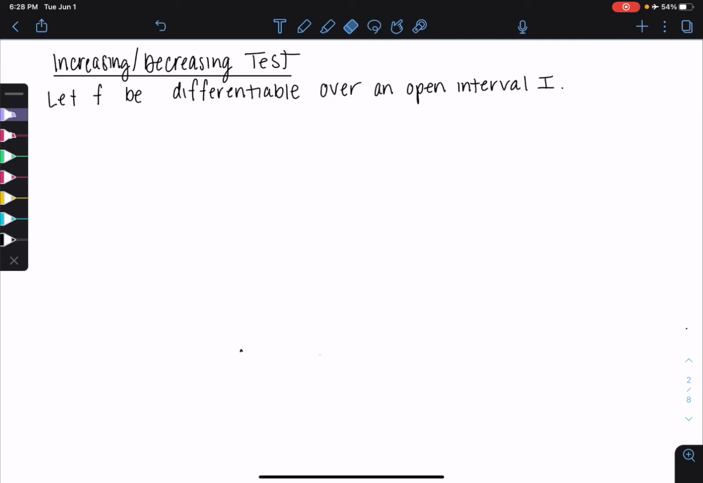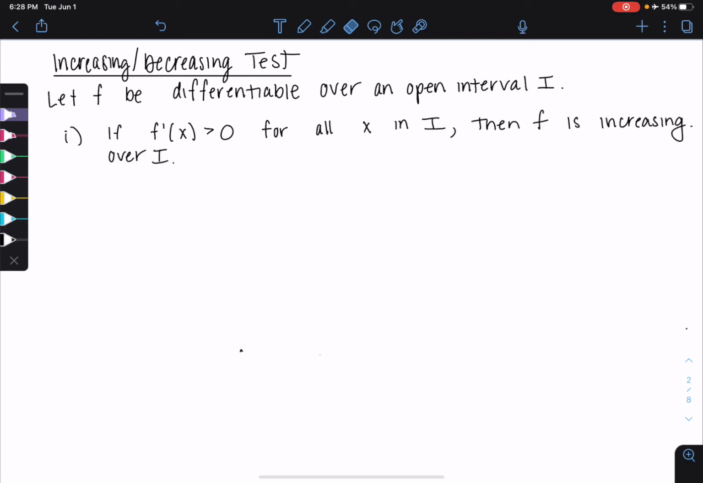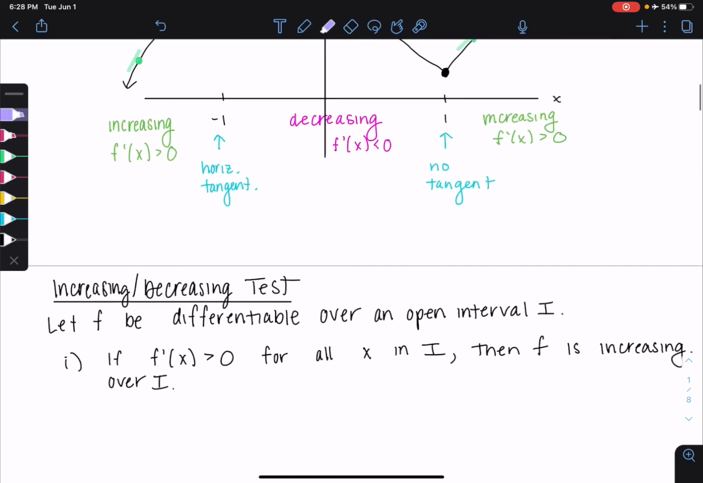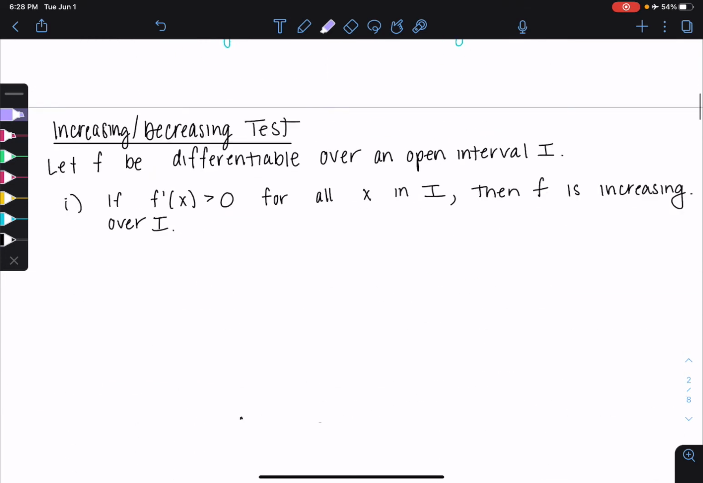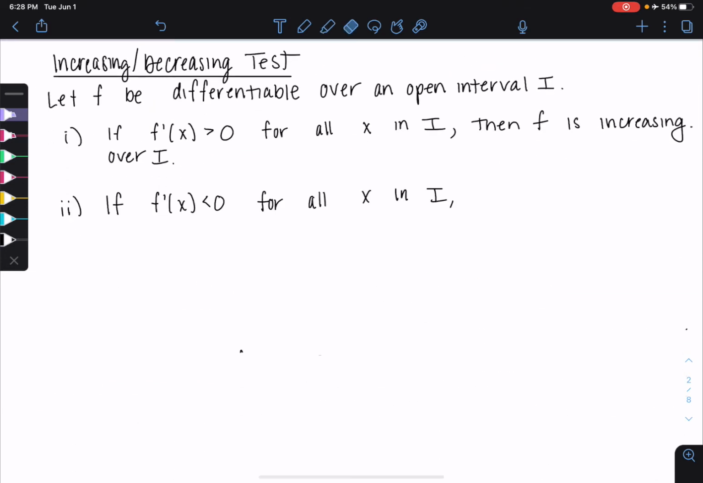So we're going to let f be differentiable over an open interval I. If my derivative is positive for all x in the interval, then my function is increasing over that interval. So my derivative being positive guarantees that my function is rising because those slopes of tangent lines are positive. If my derivative is negative for all x in a particular interval, then my function is decreasing over that interval.